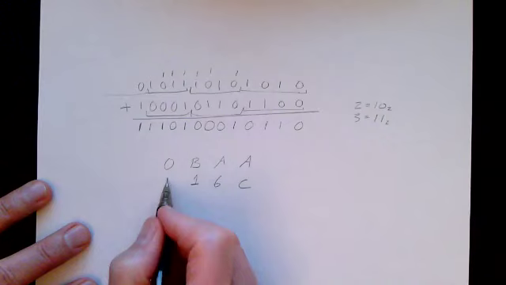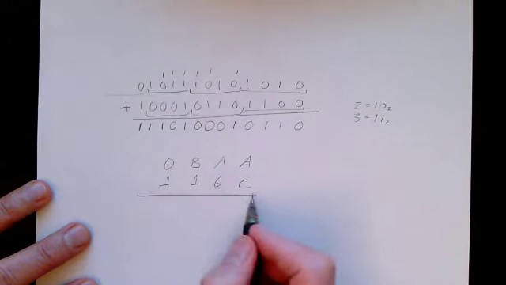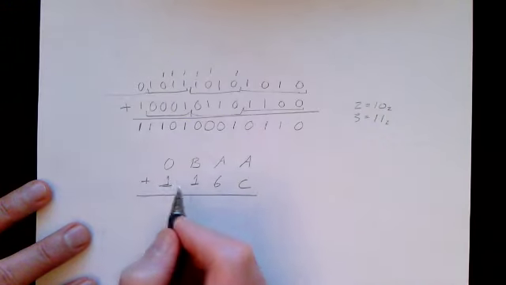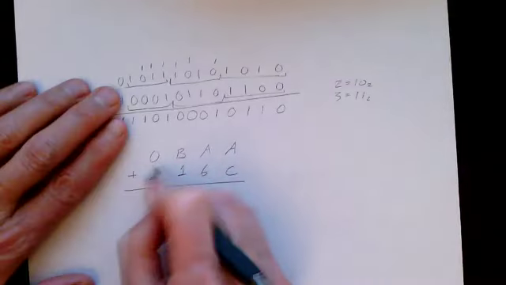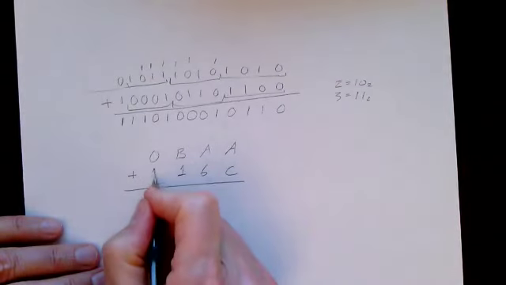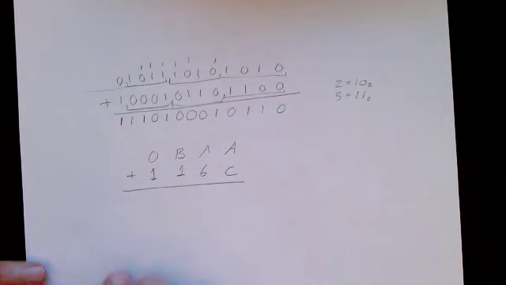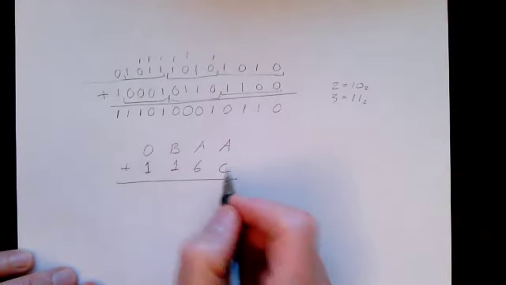And here we have a 1. So let's add these together in hex. It's the same procedure. We start with the least significant digit, A plus C.